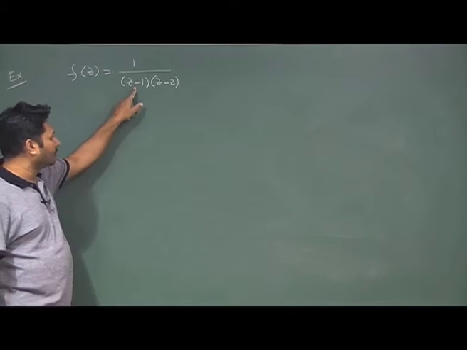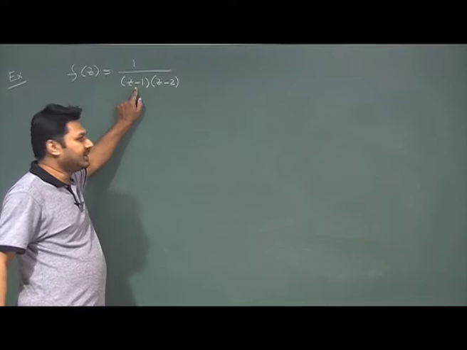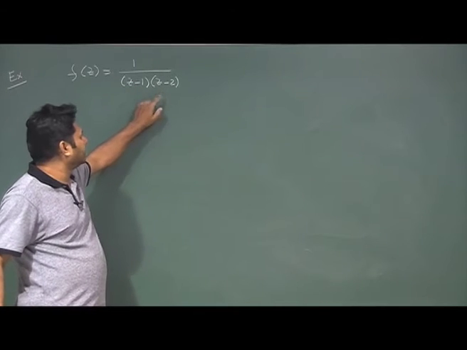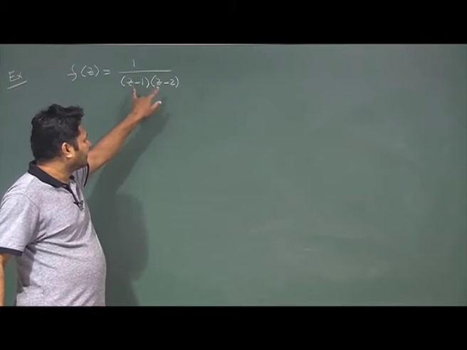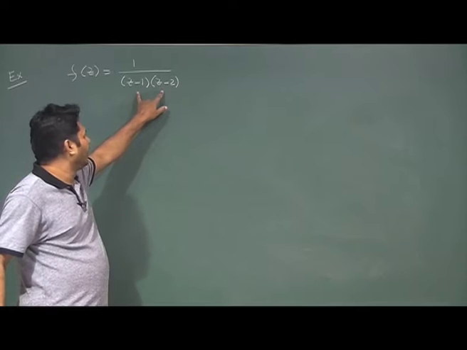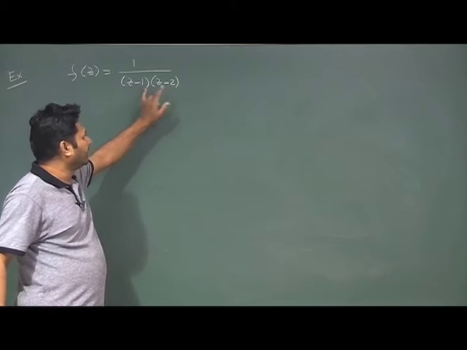So, now first you should note that this function has a singularity at z equal to 1 and at z equal to 2. Both the singularities are simple poles. So, this function has a pole of order 1, a simple pole, at the points 1 and 2.